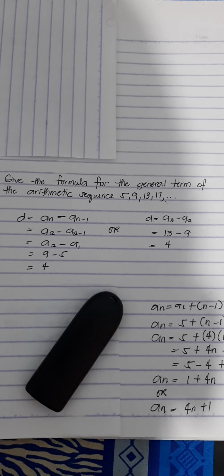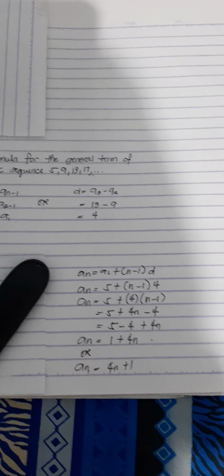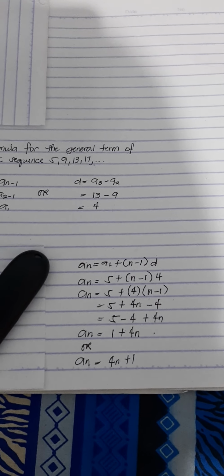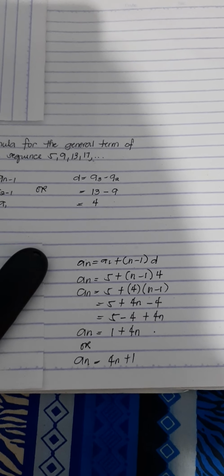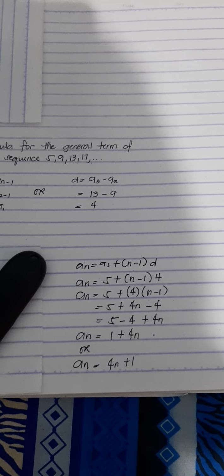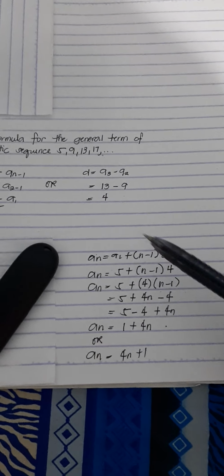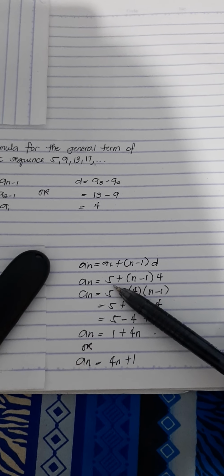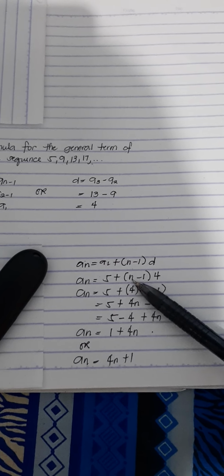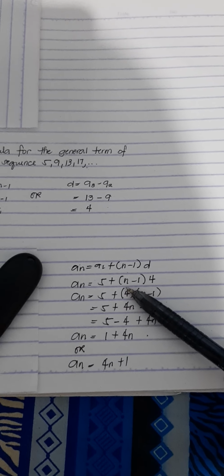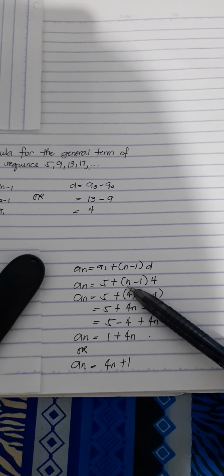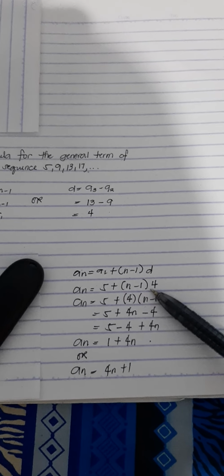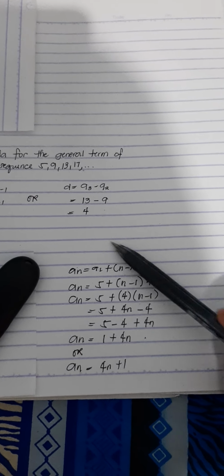Next, we will now apply the formula of the arithmetic sequence, which is a sub n, that is equal to a sub 1 plus the quantity of n minus 1 times d. Since you have already the first term in your given sequence, we will just substitute it here. So we have 5 plus n minus 1. Since we don't have the value of n, we will just take n as n without any value, minus 1 times the common difference, which is 4.